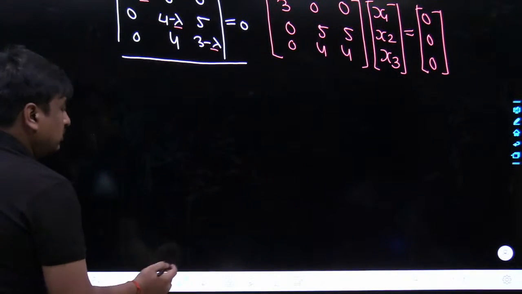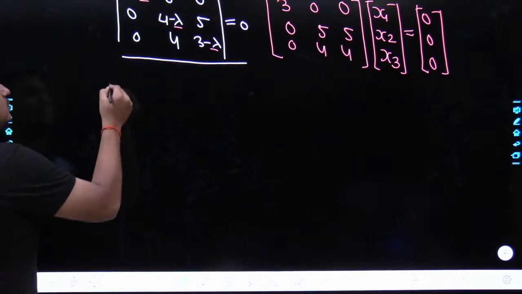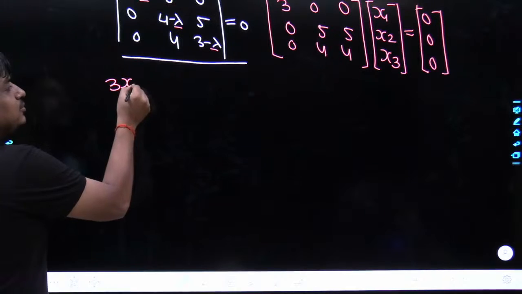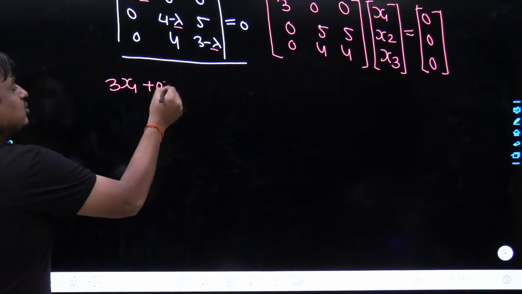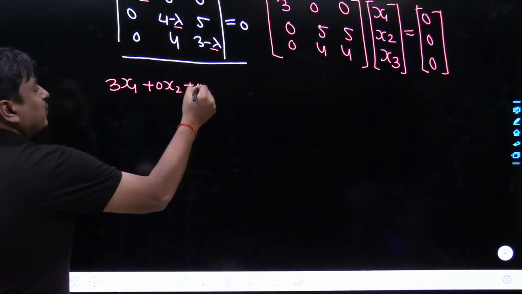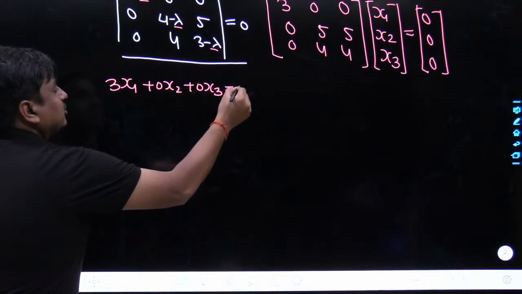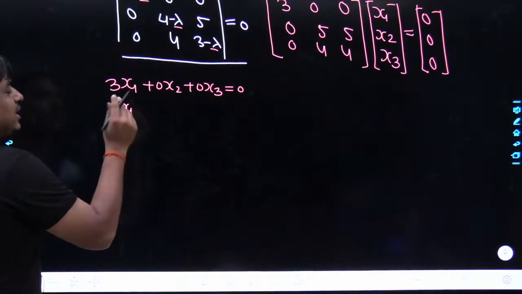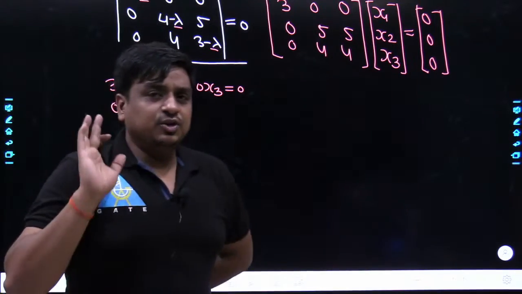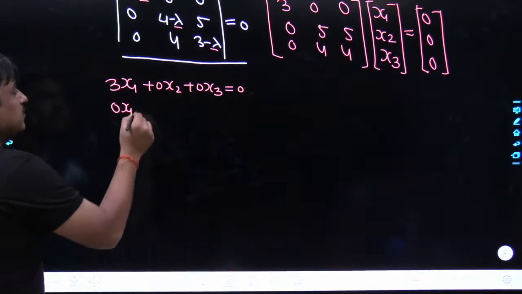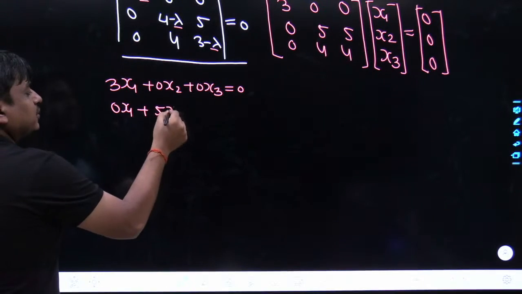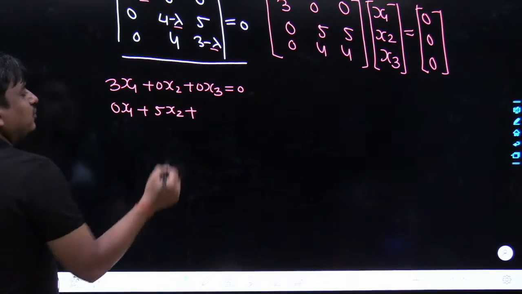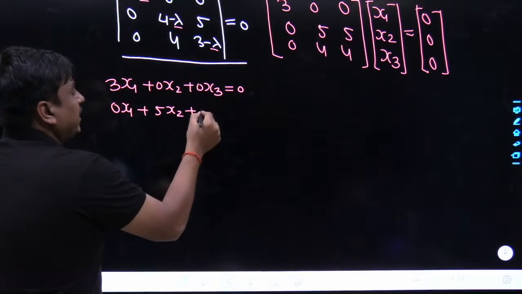Yes. So the equations are 3 times x1 plus 0 times x2 plus 0 times x3 is equal to 0, and similarly 0 times x1, either you can choose the second equation or the third equation, 5 times x2 plus 5 times x3.